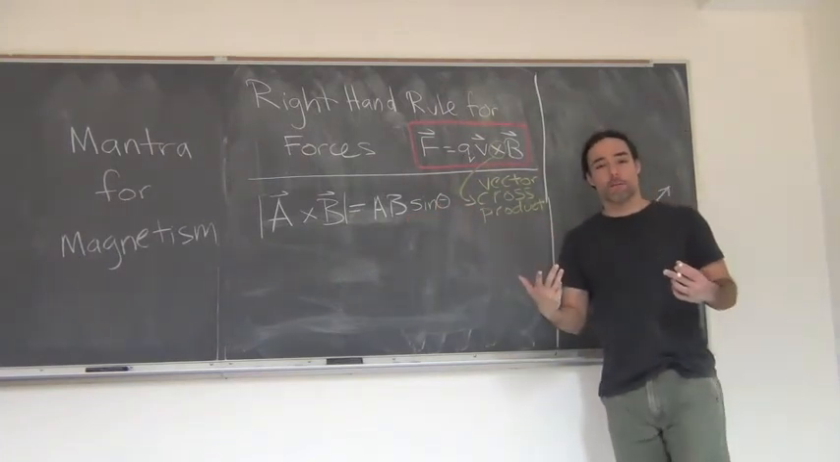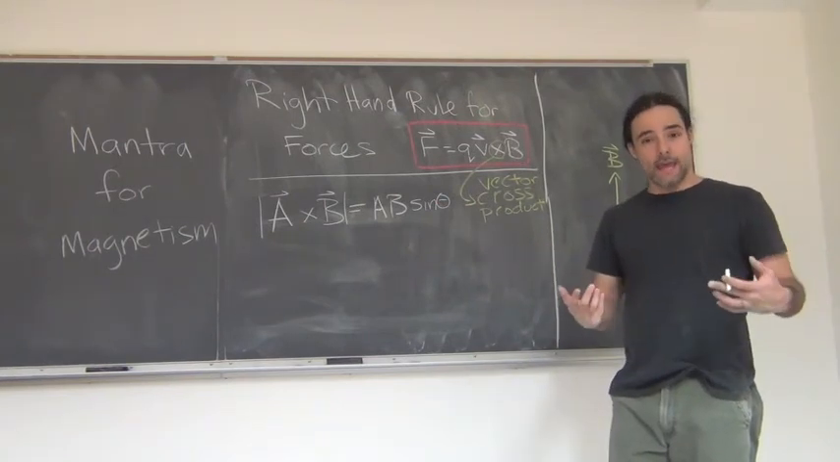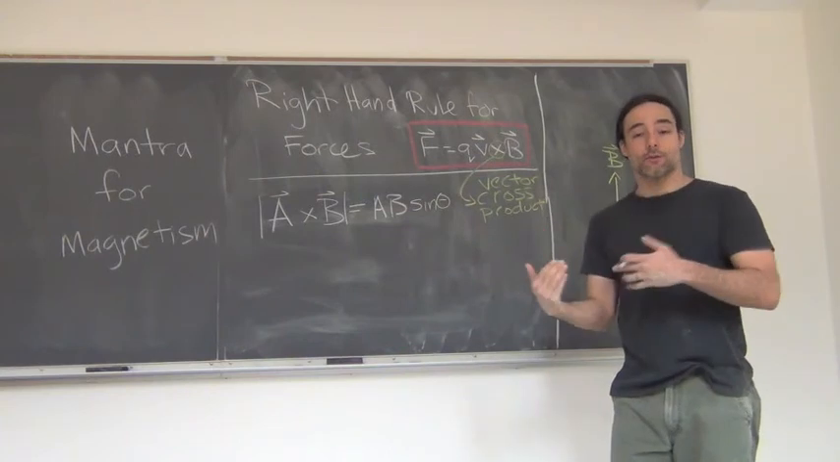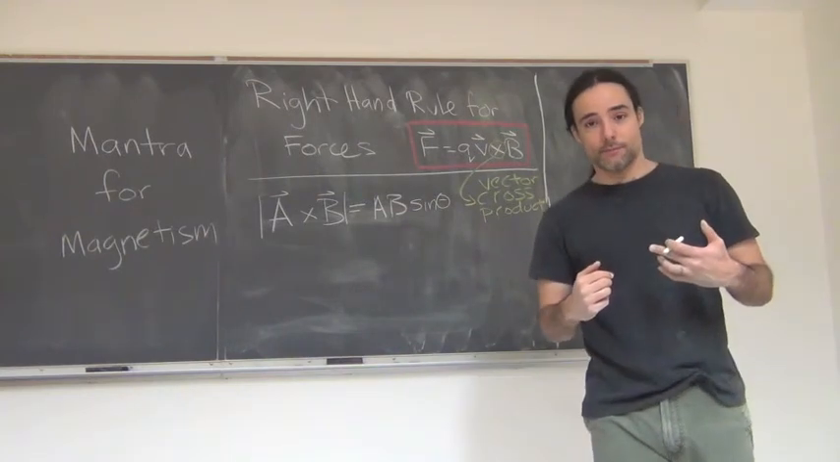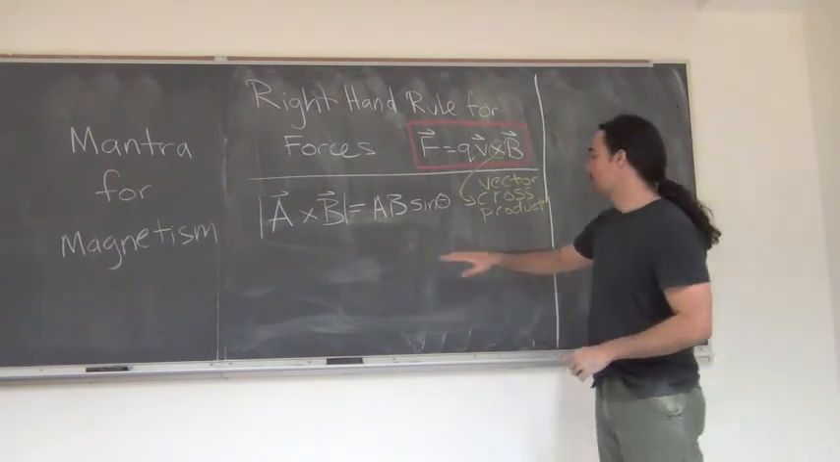So a helpful way to remember this is, what do you get if you cross an elephant and a giraffe? Elephant, giraffe, sine theta. That should help you remember it.